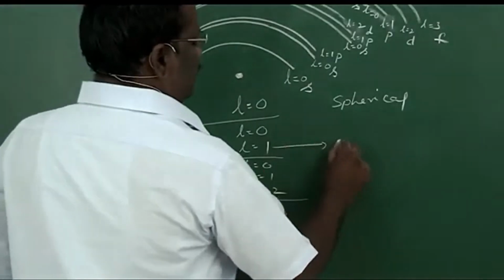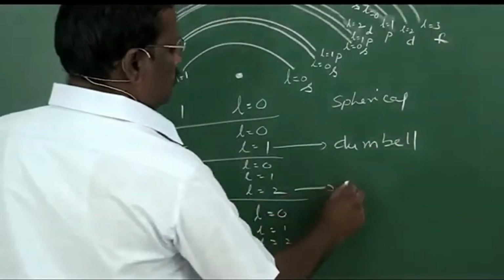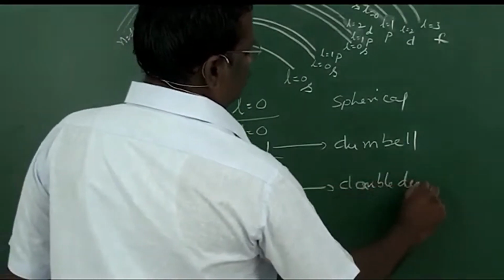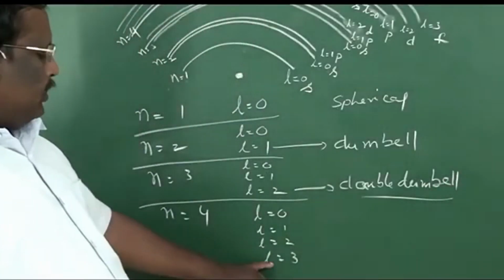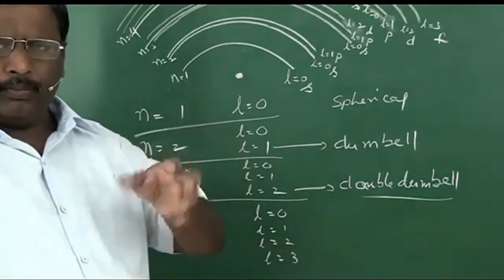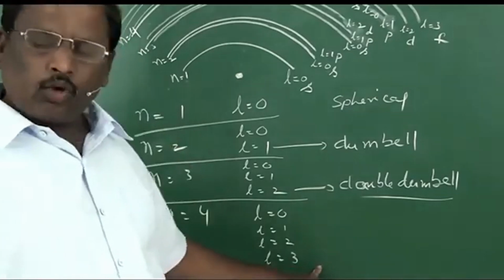If L is equal to 1, the shape is dumbbell. L is equal to 2, this is double dumbbell. And here you have three dumbbells for L is equal to 3. That means it's complicated to explain the shape. The shape is very complicated. That's why it has 6 lobes.